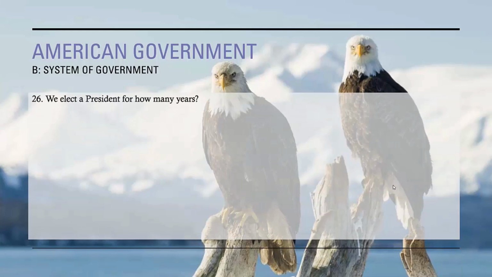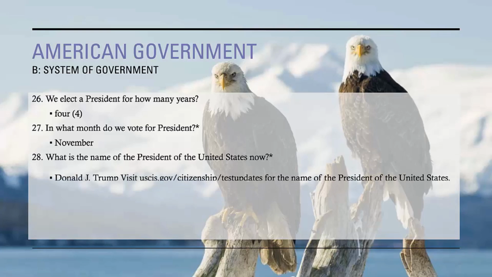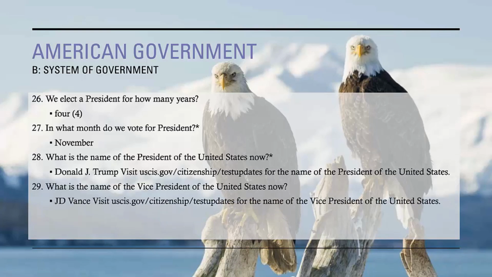Question number 26. We elect a president for how many years? Answer: 4 years. Question 27. In what month do we vote for president? Again, the answer: November. Question number 28. What is the name of the President of the United States now? Answer: Donald J. Trump. What is the name of the Vice President of the United States now? In 2025, it's J.D. Vance.